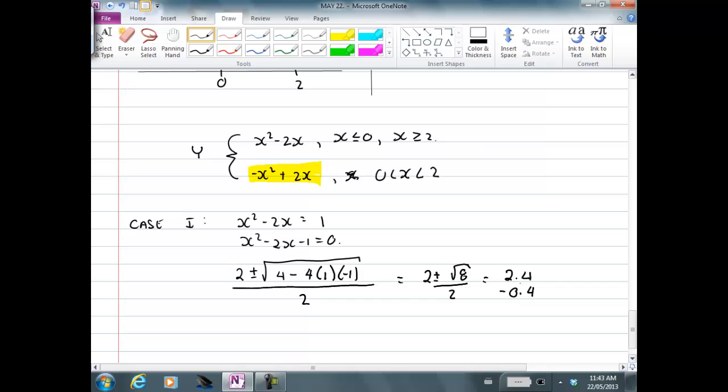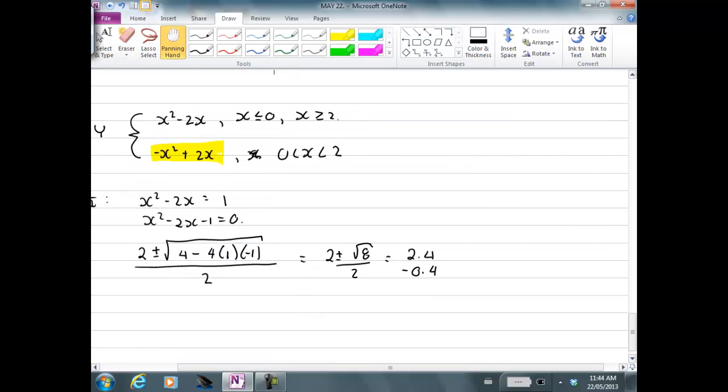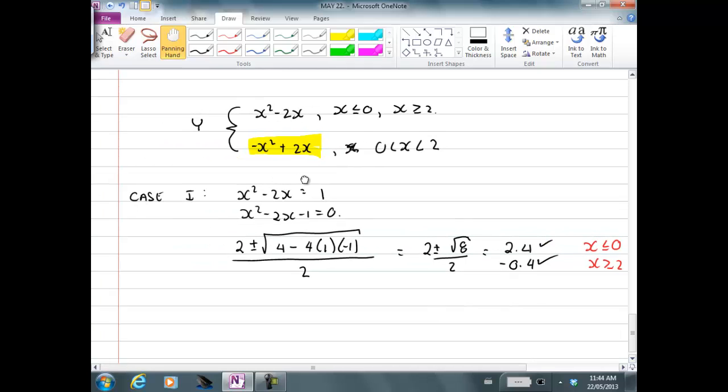So if I look at this and look at my restriction, the restriction is a bit tricky for this one. My restriction says one of them has to be less than 0. The other one has to be greater than or equal to 2. So do these two work? Yes, because this number is indeed less than 0. This number is indeed greater than or equal to 2. That's case 1, guys. But I have case 2 for you to work on.